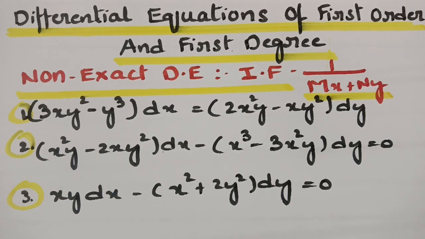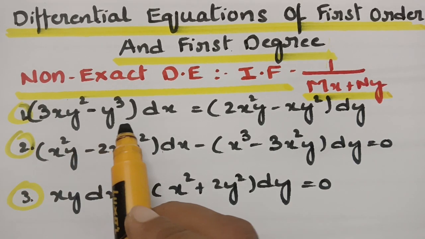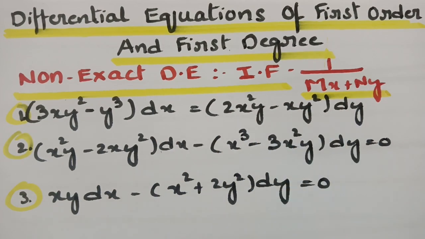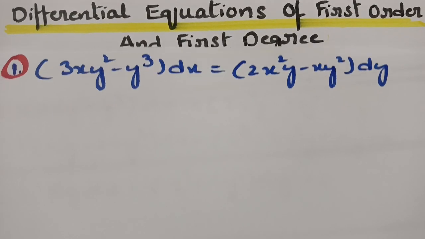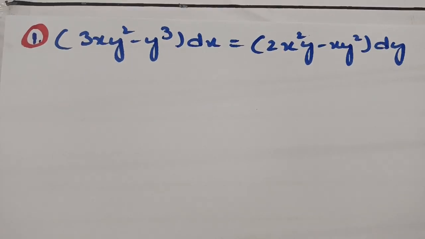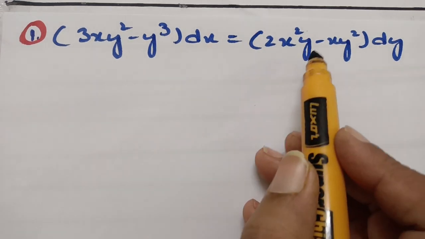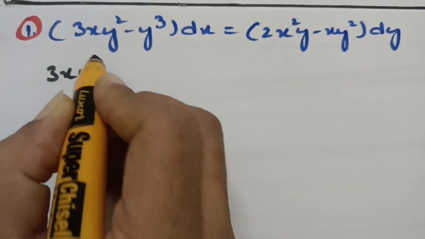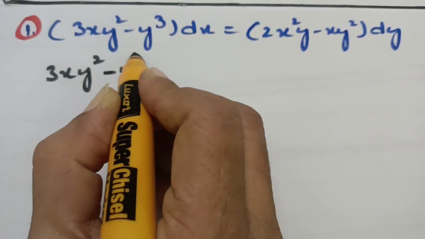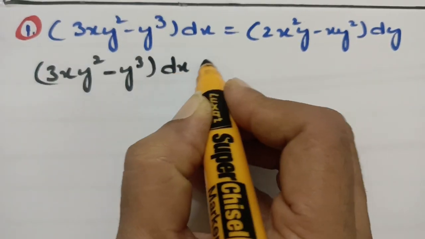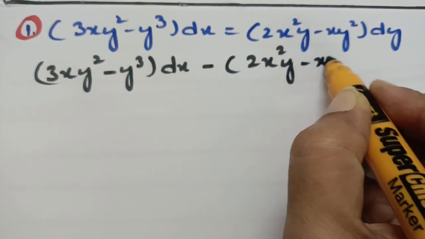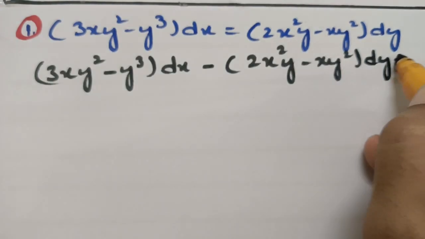The first question here is (3xy² − y³) dx = (2x²y − xy²) dy. Whenever a question flashes on the screen, we have to note that it is of the form M dx + N dy. So I'll bring this term inside. This can be written as (3xy² − y³) dx − (2x²y − xy²) dy = 0.